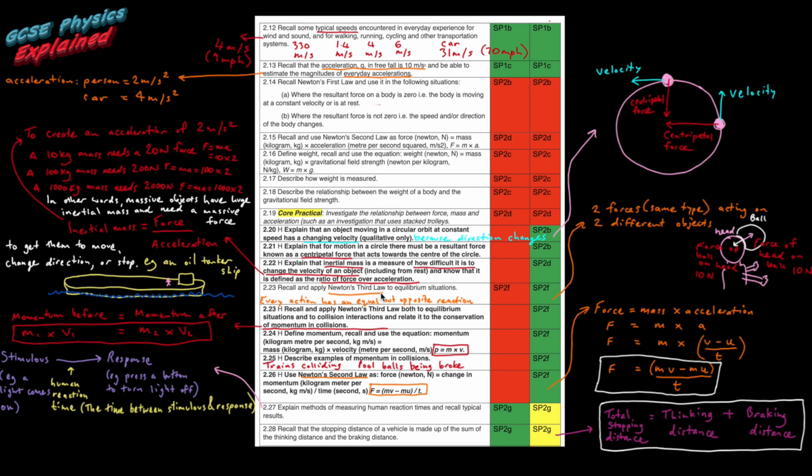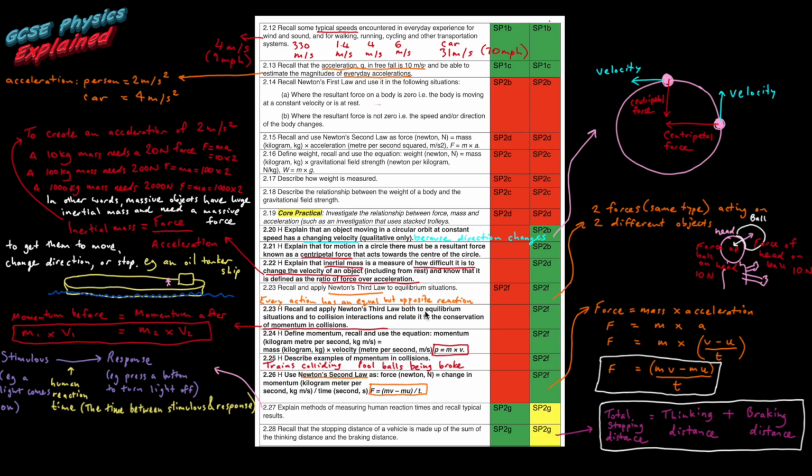Recall and apply Newton's third law to equilibrium situations. Basically, Newton's third law is every action has an equal but opposite reaction. So if we've got two forces of the same type acting on two different objects, then you know it's Newton's third law. For example, if a person is heading a ball, then they are putting a force on the ball. At the same time, the ball would put a force that's equal in size but opposite in direction onto the head. So you can see here, the force of the ball on the head will be 10 newtons, and the force of the head on the ball would also be 10 newtons.